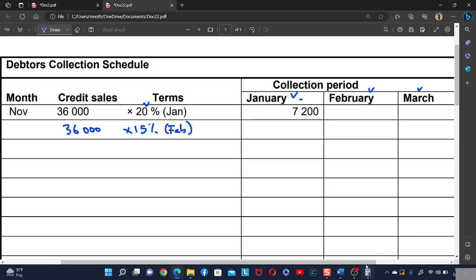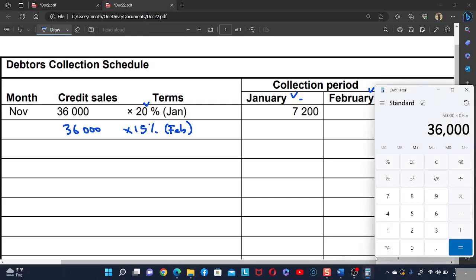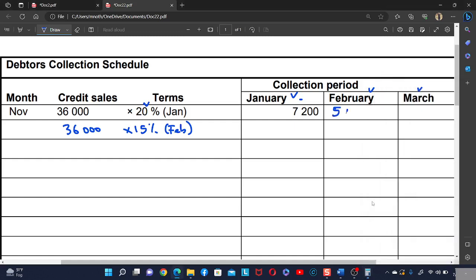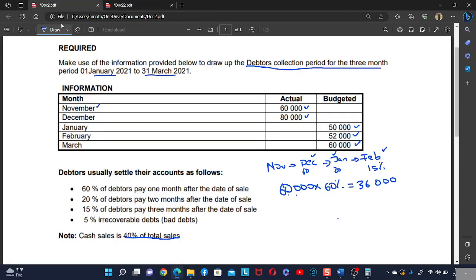36,000 multiplied by 15% is 5,400. Sorry, we are in February. 5,400. Right? Now we move to December.